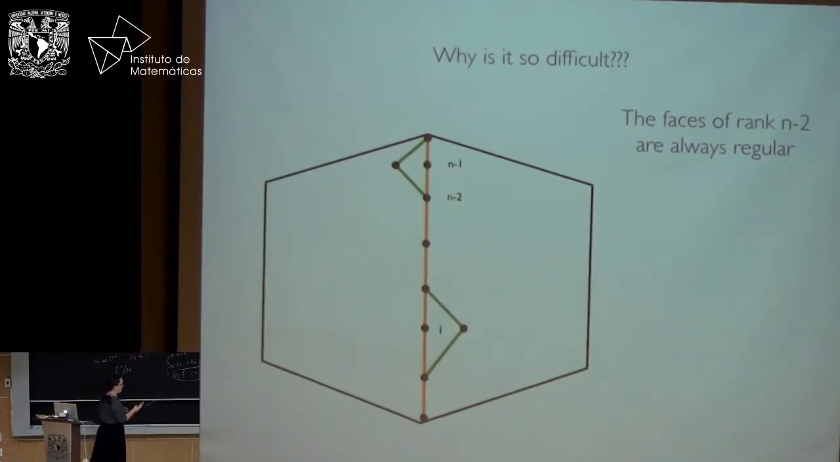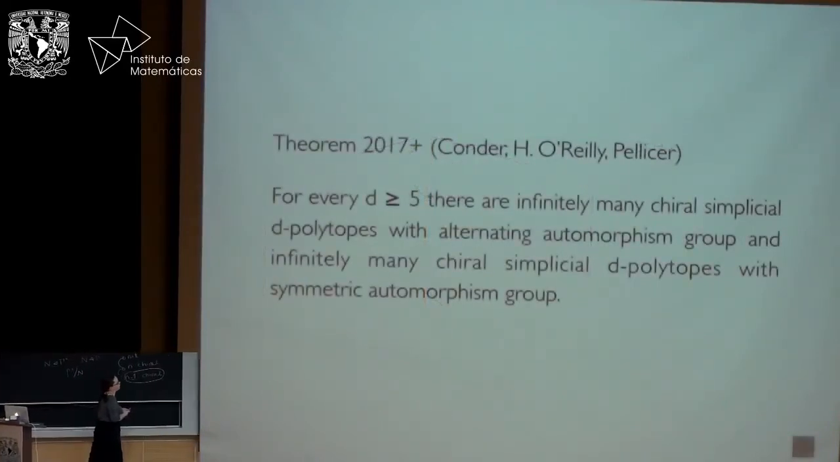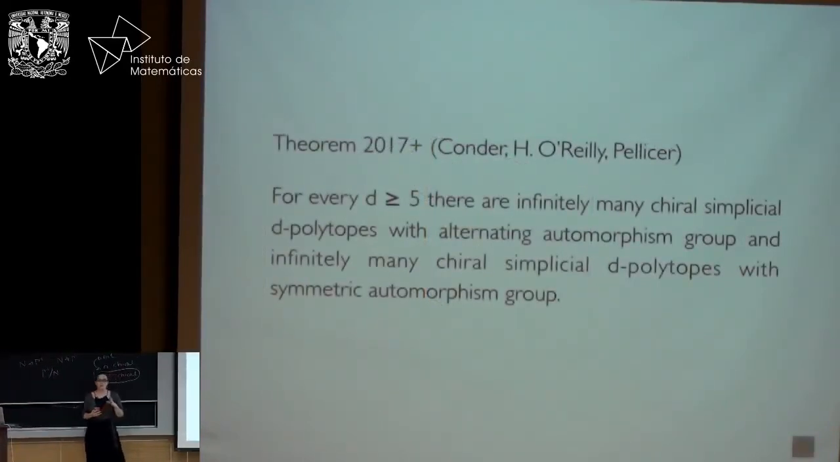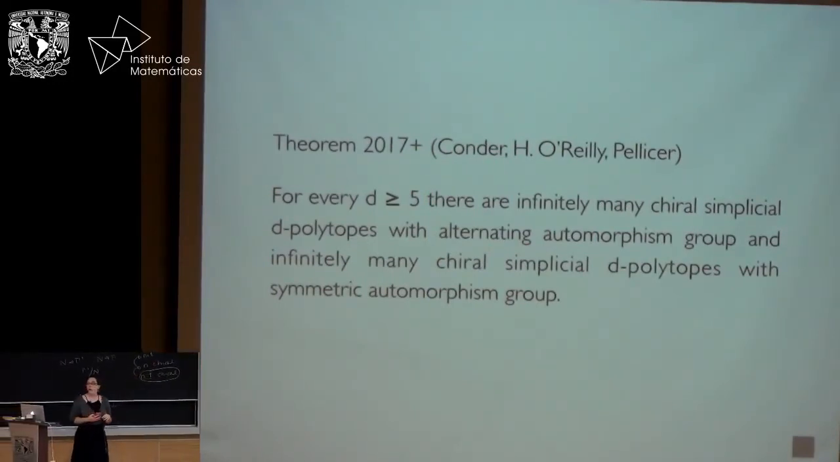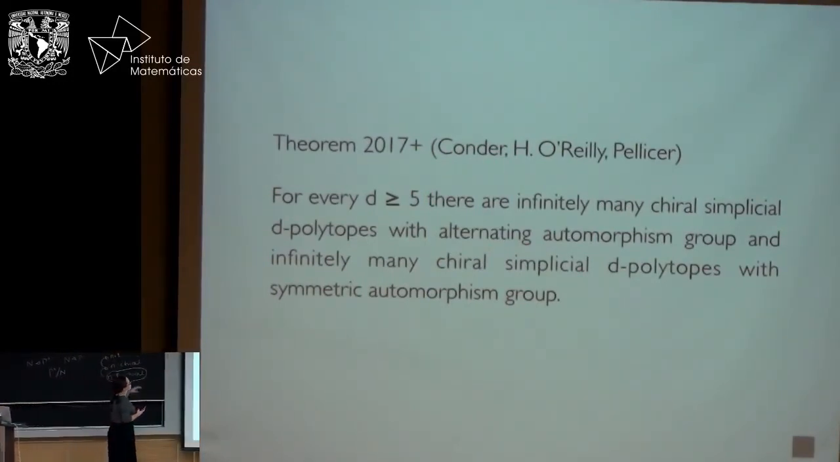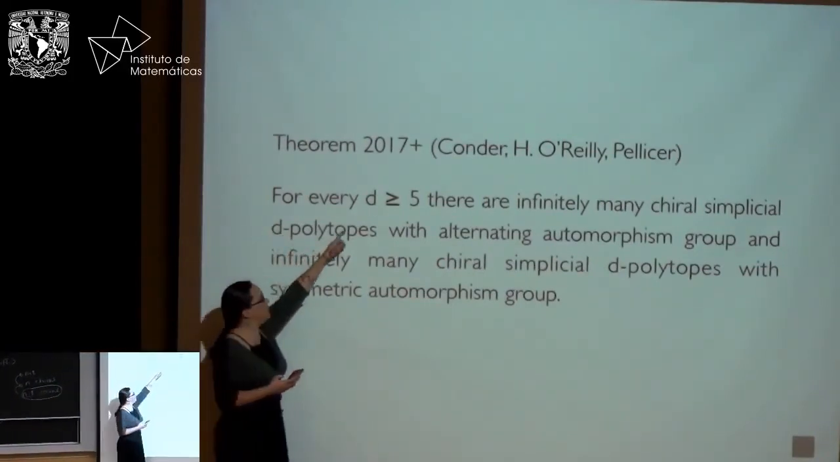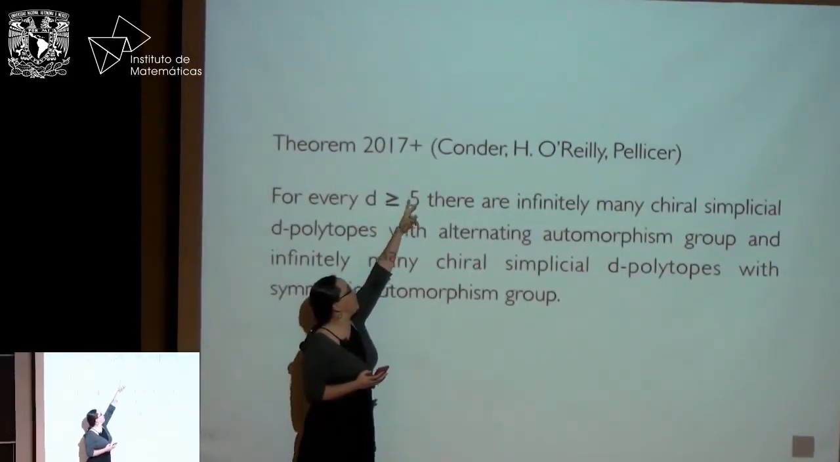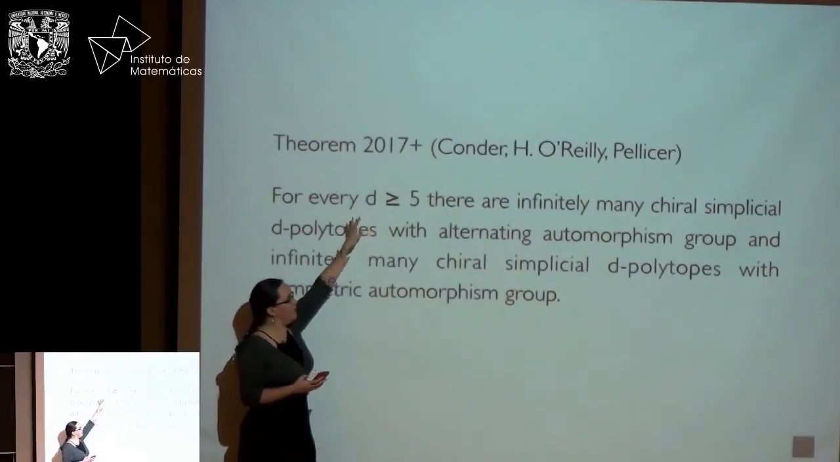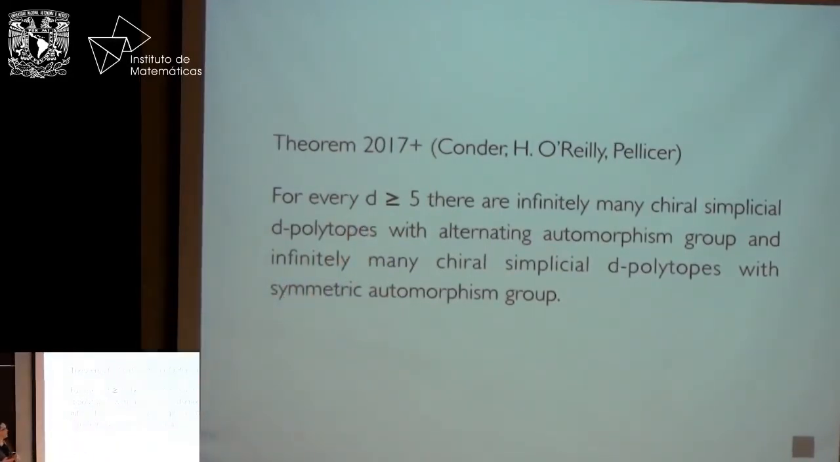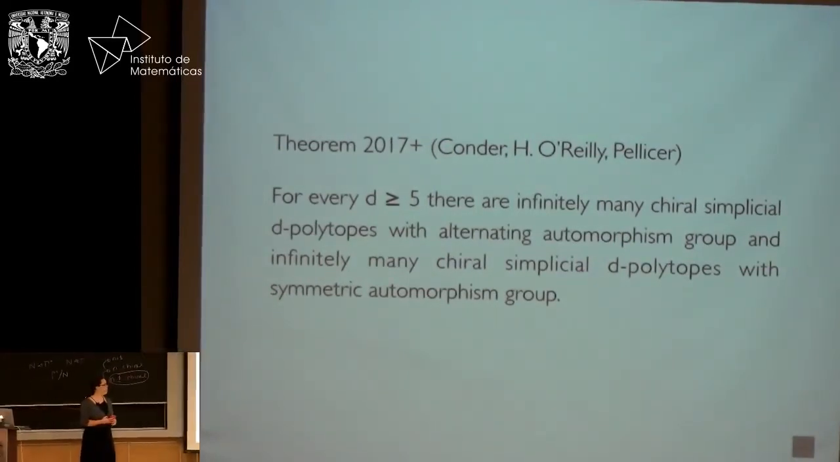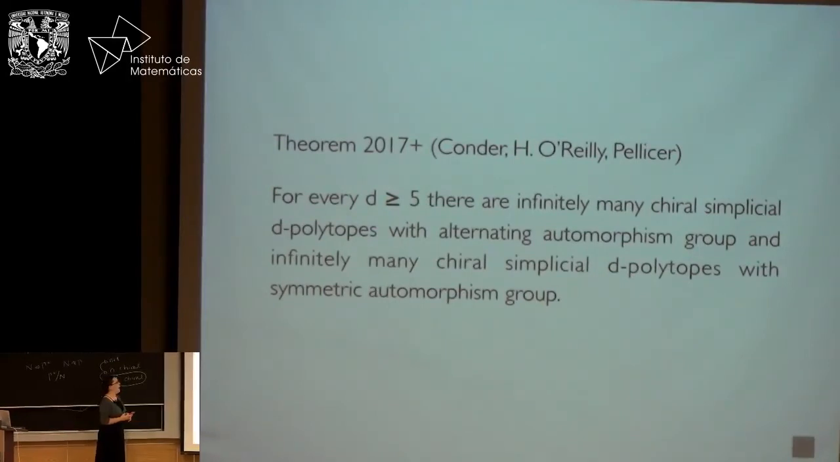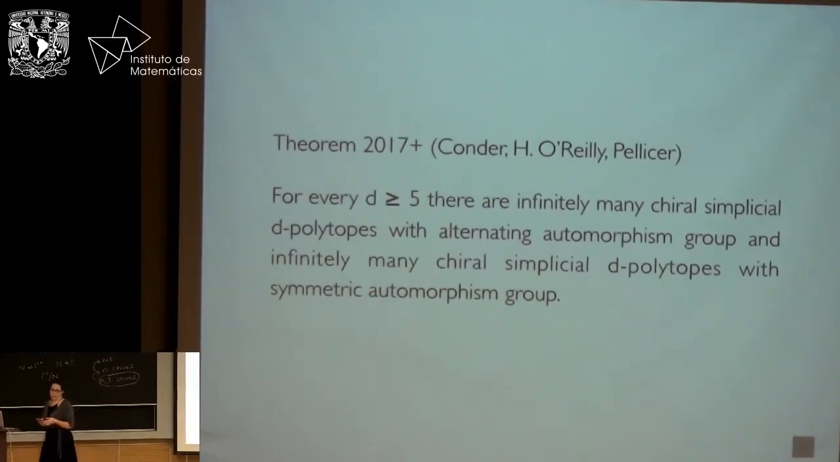Now, what we were able to do, and this is work with Marston Conder, Eugenio O'Reilly, and Daniel Pellicer, is to control something for the first time. We were able to show that for every d greater or equal to 5, so we fix d, we can show that there are infinitely many chiral d-polytopes that have the alternating group as their automorphism group, and infinitely many chiral d-polytopes with symmetric groups as automorphism groups.